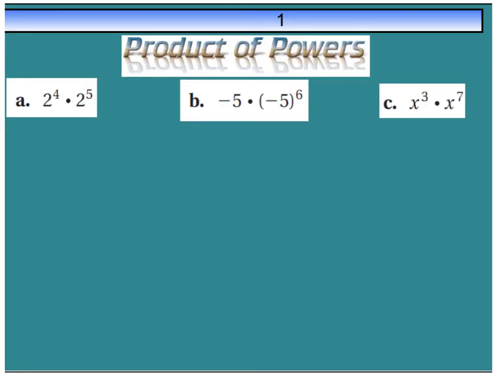So let's practice. 2 to the power of 4 times 2 to the power of 5. 4 plus 5 is 9, so 2 to the power of 9. -5, we're going to put it in parentheses. This is technically to the power of 1 because there's only 1 there, so this would be -5 to the power of 7. 3 plus 7, x to the power of 10.